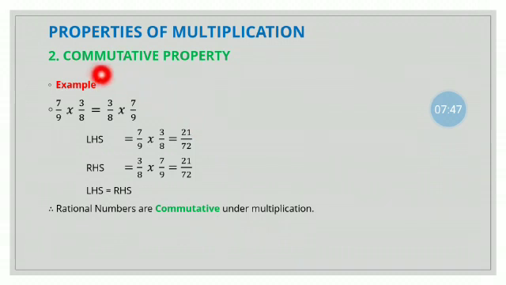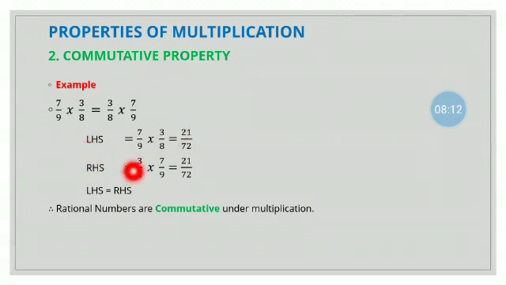The next property, commutative property. The example, 7 upon 9 into 3 upon 8 equals 3 upon 8 into 7 upon 9. So let's check with LHS and RHS. LHS, 7 upon 9 into 3 upon 8. So 7 threes are 21, 9 into 8, that is 72. So I got the answer 21 upon 72.